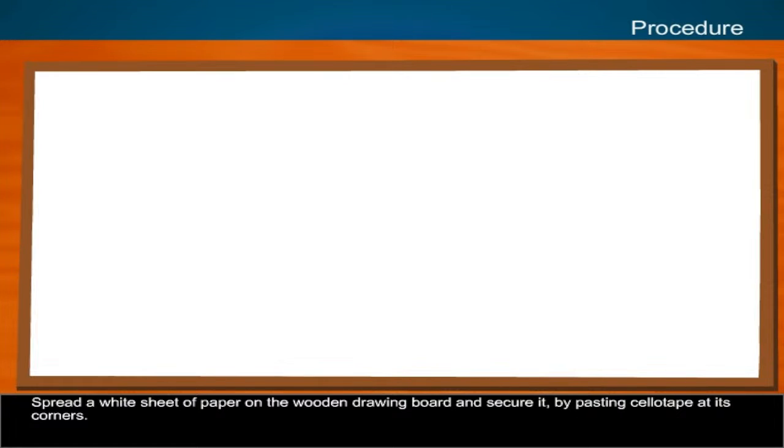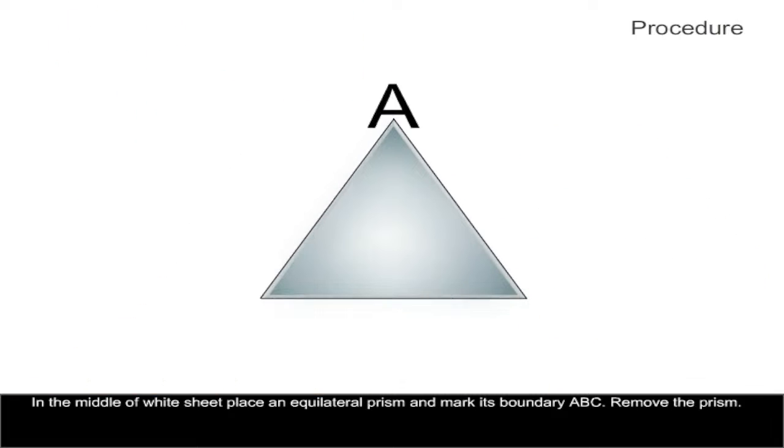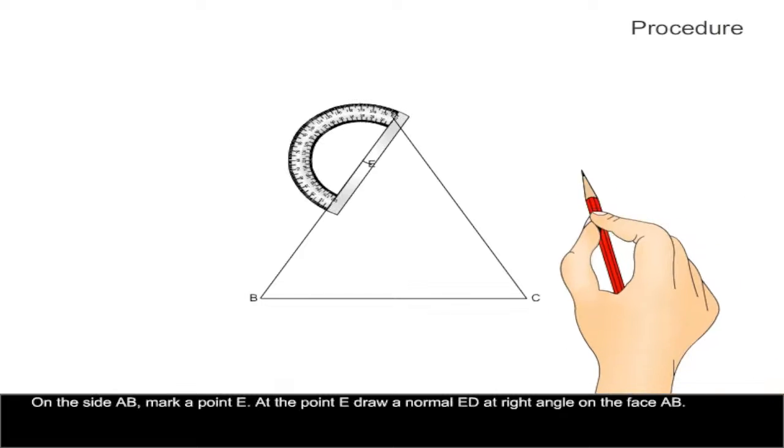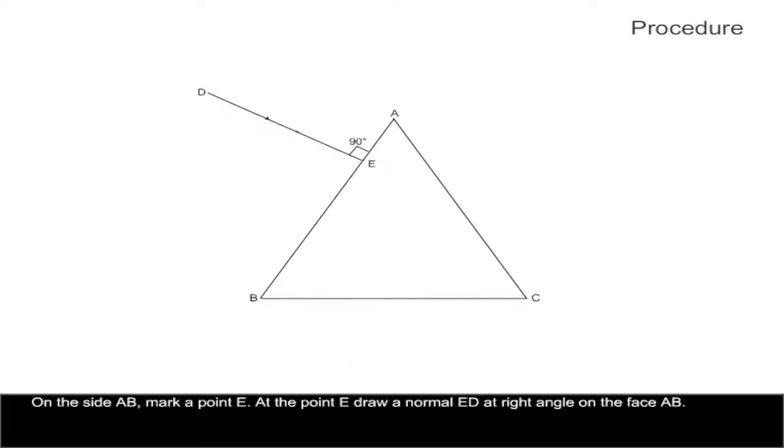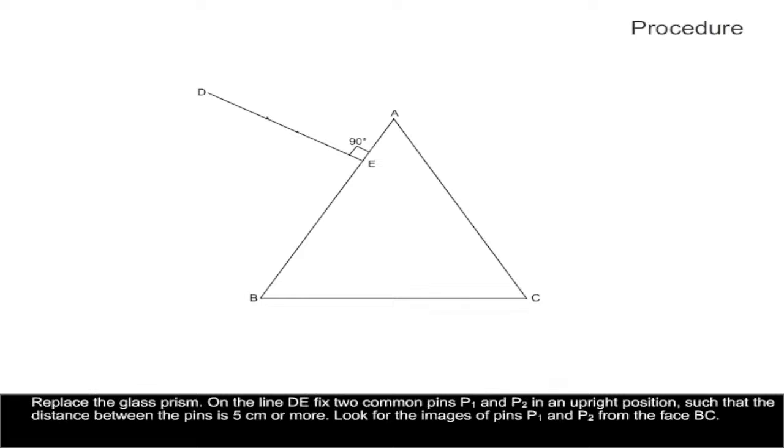Procedure. Spread a white sheet of paper on the wooden drawing board and secure it by pasting cellotape at its corners. In the middle of the white sheet, place an equilateral prism and mark its boundary ABC. Remove the prism. On the side AB, mark a point E. At the point E, draw a normal ED at right angles on the face AB. Replace the glass prism. On the line DE, fix two common pins P1 and P2 in an upright position such that the distance between the pins is 5 cm or more.